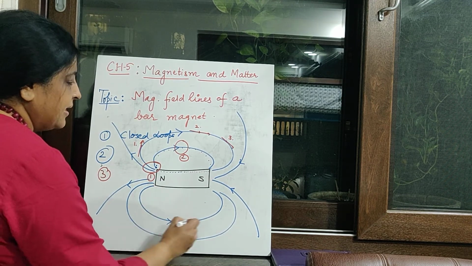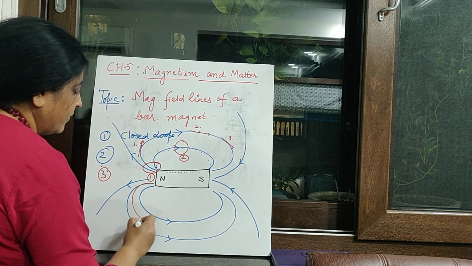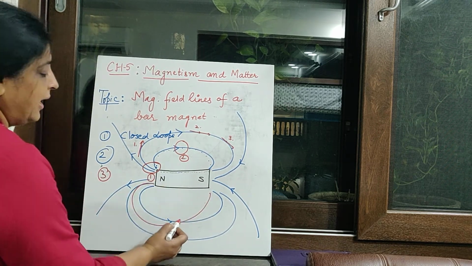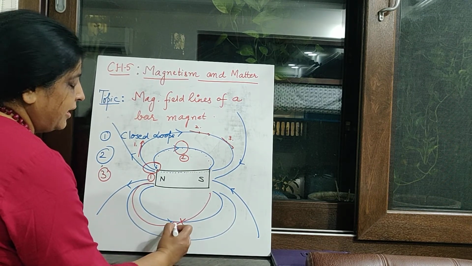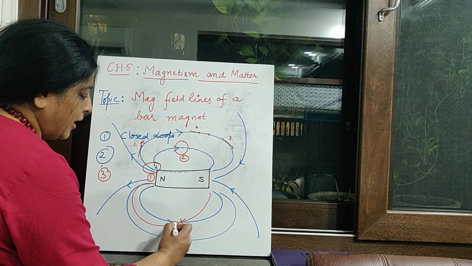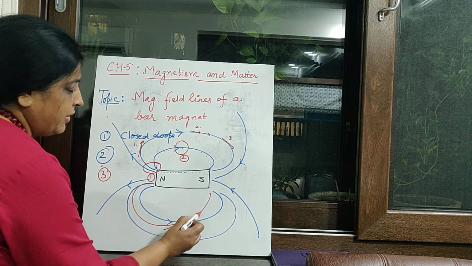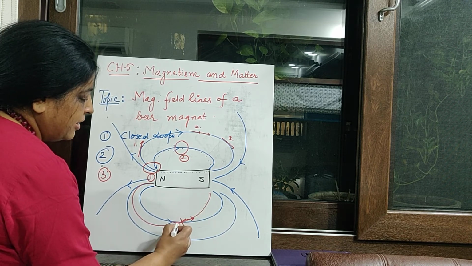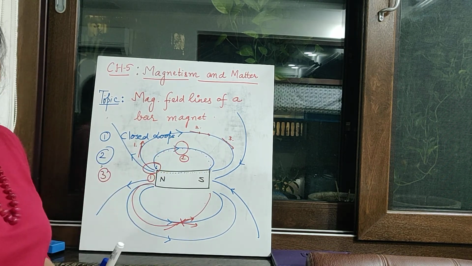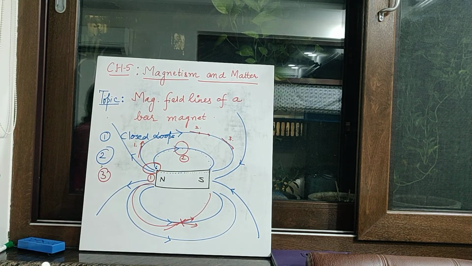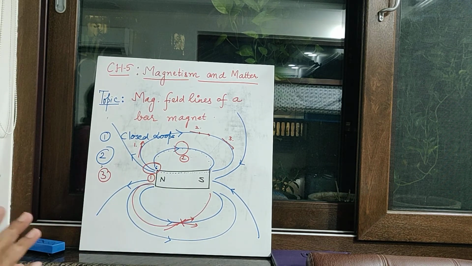It means that if the first line is like this, it will not happen that the second line will go like this. It cannot happen. So they cannot have an intersection, because a point of intersection means that at this point I can draw two tangents, one tangent with the red curve and another tangent with the blue curve. So two tangents means two directions of the magnetic field, which is not possible at one particular point. Hence intersection of two magnetic field lines cannot happen.